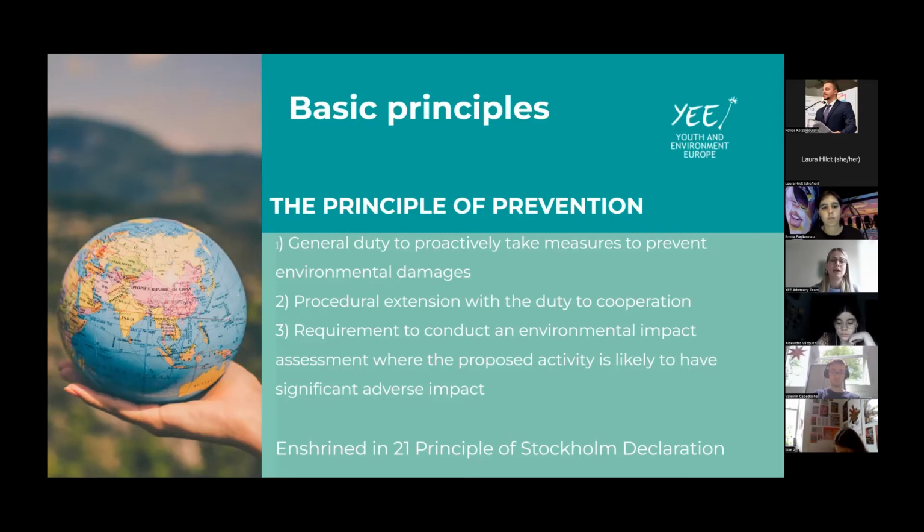It's also a requirement to conduct an environmental impact assessment where the proposed activity is likely to have a significant adverse impact. So, for example, if there is a plan of building a coal-fired plant, for example 30 years ago, then it would be necessary to have an environmental impact assessment. But this is also a requirement for renewable projects. So this is always a requirement in order to see what is the damage that might be caused and to take measures before doing this activity in order to prevent, and cooperate with the other states in order to prevent, environmental damage. This was also enshrined in the 21st principle of the Stockholm Declaration.